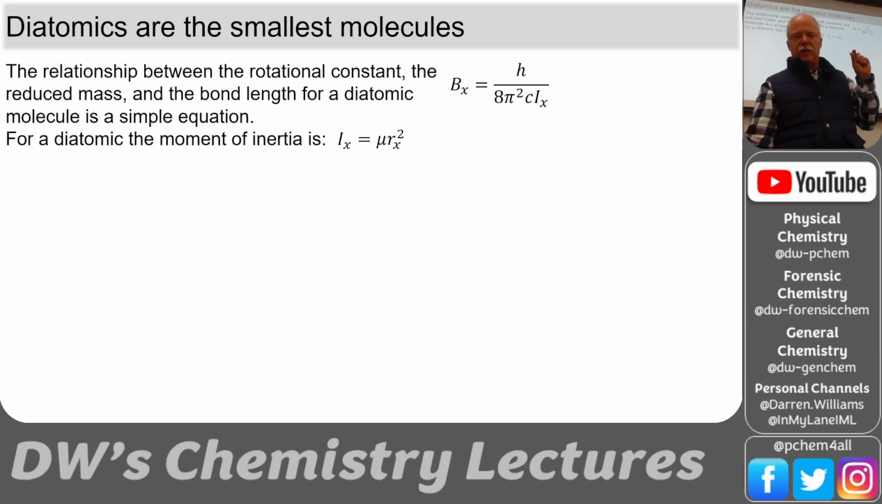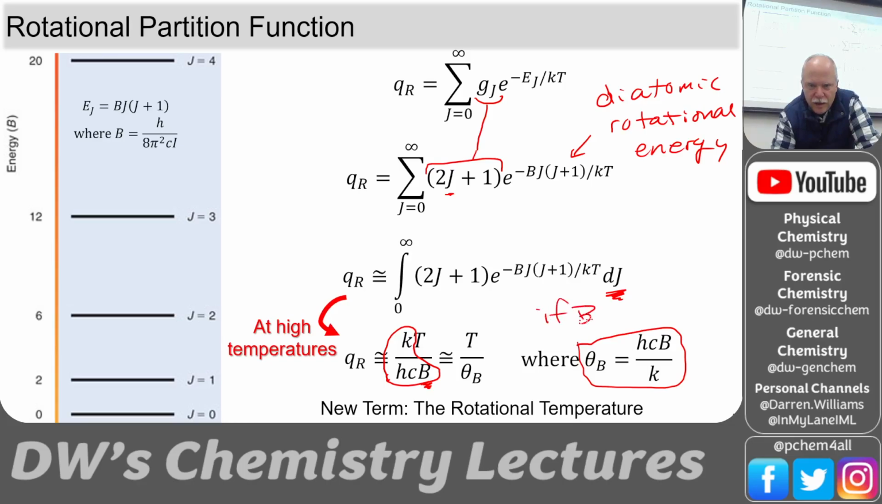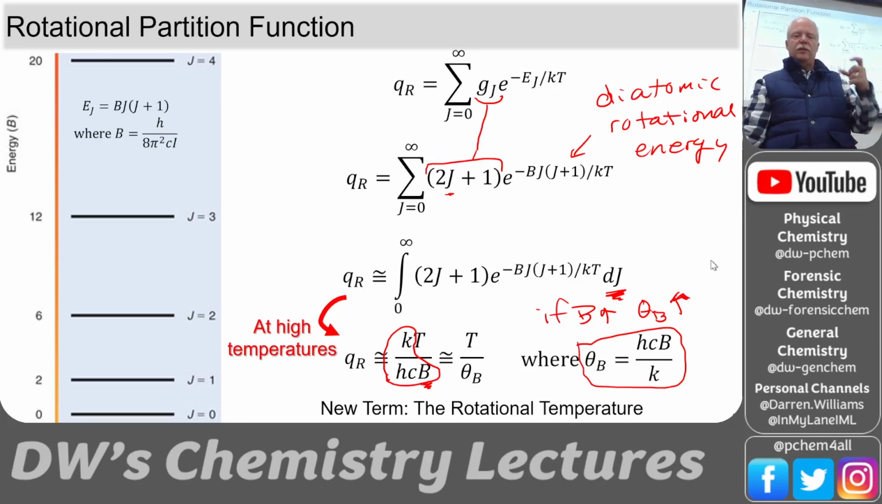Let's look at the rotational temperature again. It's directly proportional. So theta B, all right, if B goes up, theta B goes up. And the same with if B goes down, theta B goes down. So what that means is the rotational temperature goes up if the rotational constant goes up.